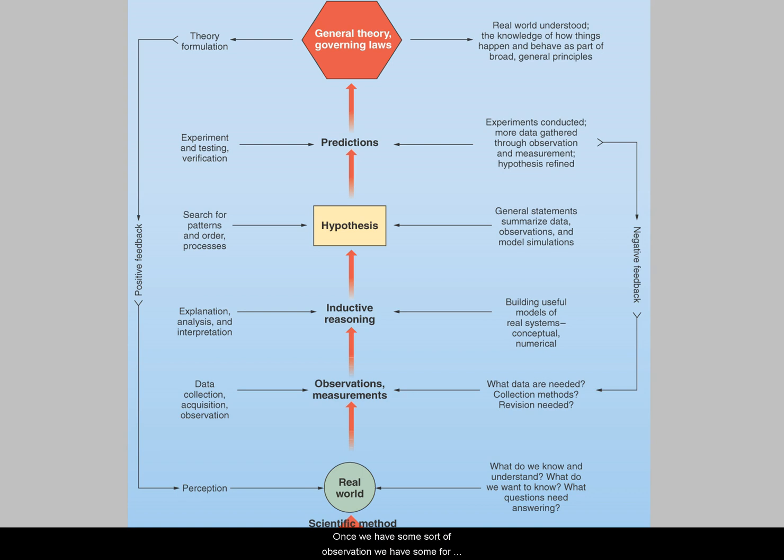So at this point, once we have some sort of observation, we have some sort of question, we can go ahead and go on to the next step: observation and measurements. Here we have data collection, acquisition, and observation that makes up the measurements and observation portion. The questions we have here are: what data are needed? How do we collect this information? What are the collection methods? And do any revisions need to take place here regarding data collection or methods?